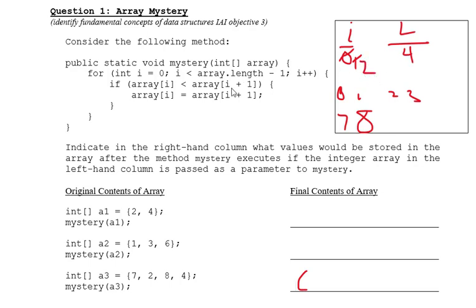And that is less than 4 minus 1. So we go into the loop. Is array at I, array at 2, less than array at I plus 1? And no, it's not. So we're not going to change that. So that's going to remain 8. And we will loop back up. And now we'll have 3.